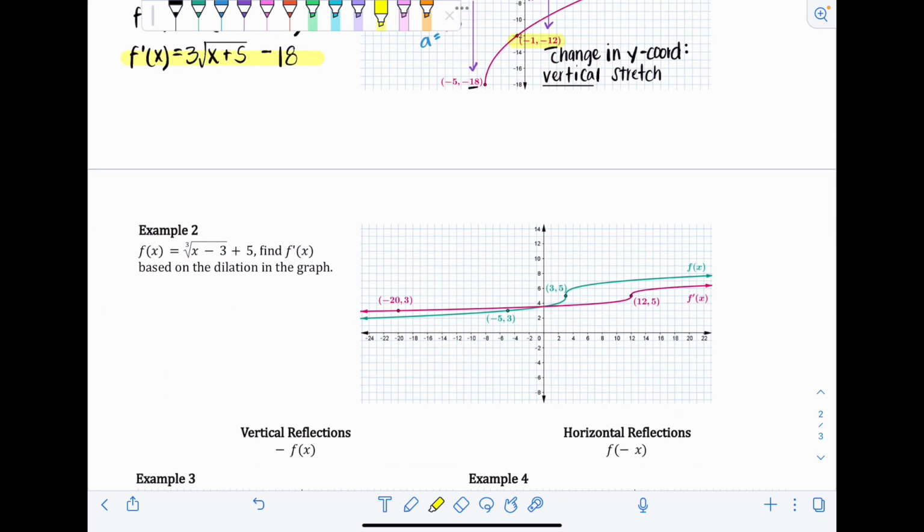Okay, example 2, f of x equals the cube root of x minus 3 plus 5. Find f prime of x based on the dilation. Same approach, we're going to look at the points and see how they change.